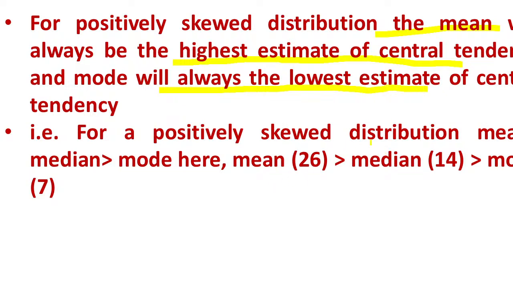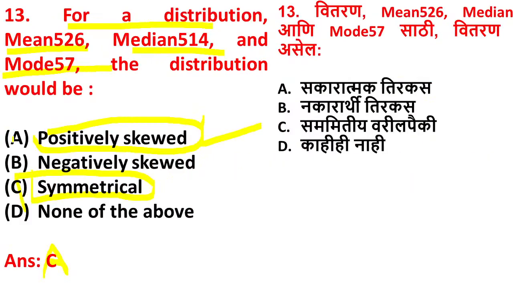For example, mean is greater than median, median is greater than mode. For example, mean 26 is greater than median 14, median 14 is greater than mode. So in the same example here, mean 526 is greater than median 514, which is greater than mode. So mean is the highest value, mode is the lowest value. So it is a positively skewed distribution.